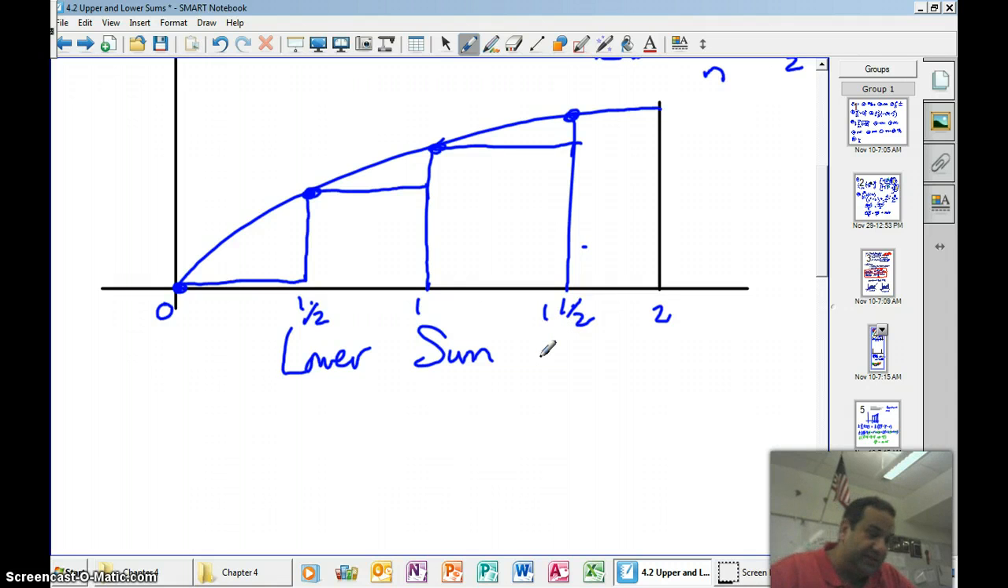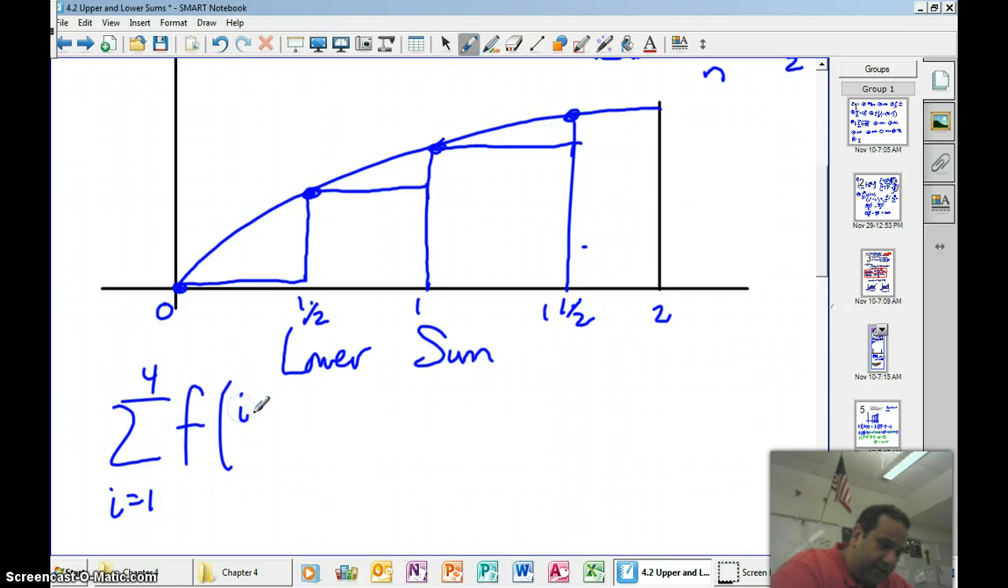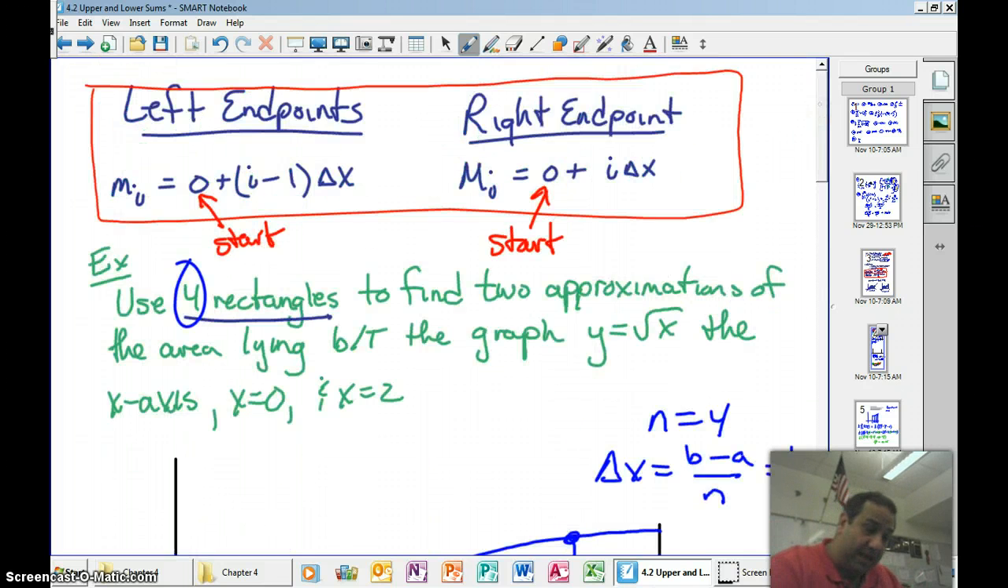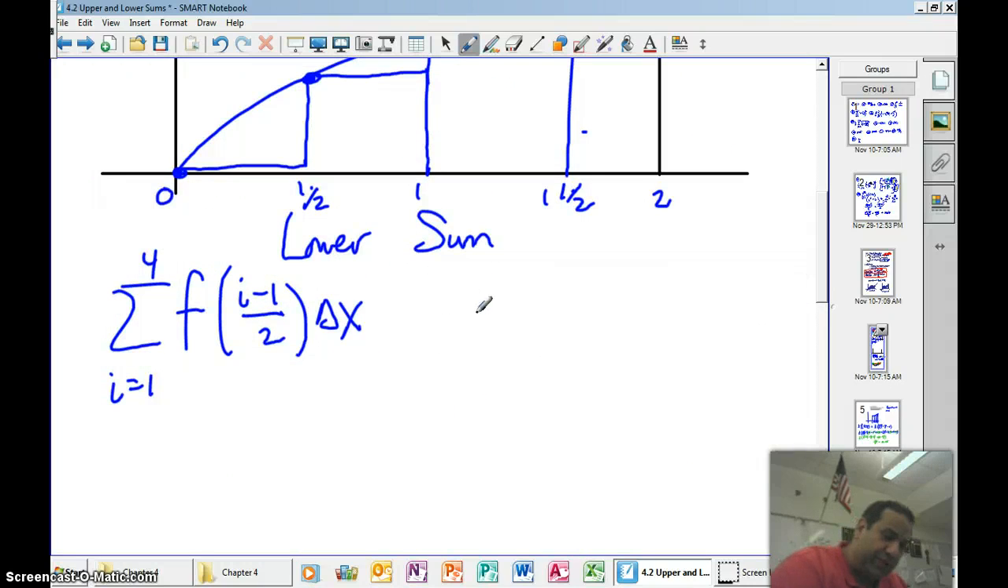At least I'm making a little sense out of this right now. Now, I'm going to use the lower sum formula, which says you're going from i equals 1 to 4 of f of (i minus 1) over 2 times delta x. Where the heck did I get that (i minus 1) over 2? Well, if you remember this right up here, here it is. Left endpoint right there, (i minus 1) over 2. So this little m of i is equal to (i minus 1) times a half. And that's where I get that.